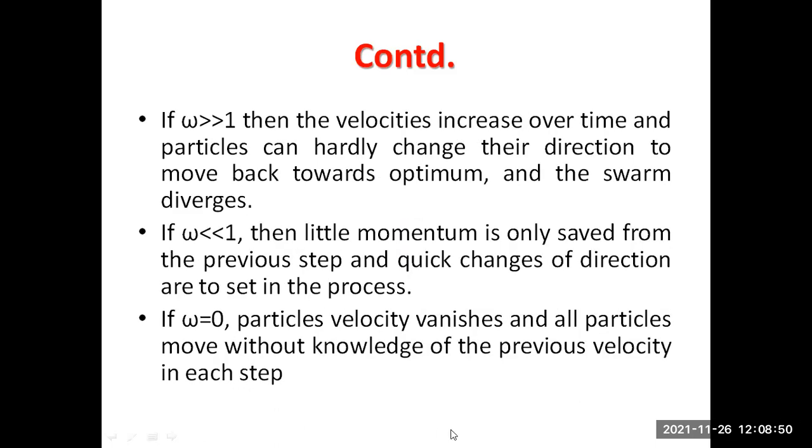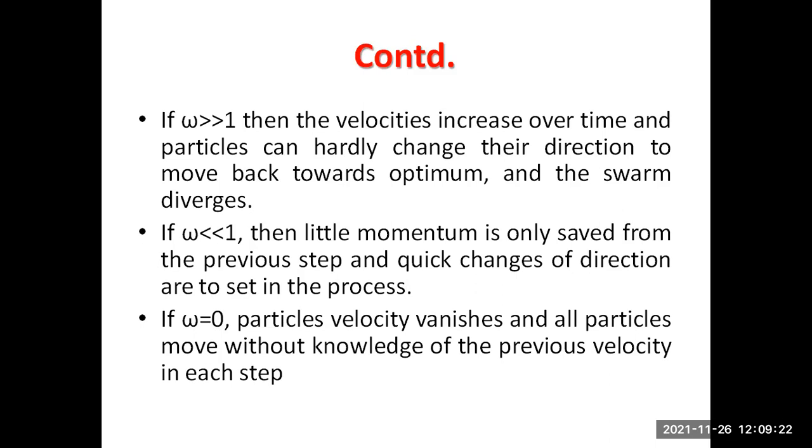Now we'll see what the actual impact of this W is. If W is much greater than 1, if it is very small, or if W is 0, what will happen to the movement of this velocity? If W is much greater than 1, then the velocity increases over time and particles can hardly change their direction to move back towards the optimum, and the swarm diverges. So this is not desirable. An omega value much greater than 1 is not desirable.